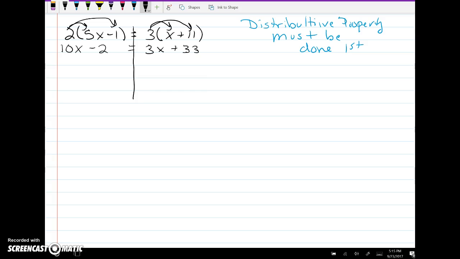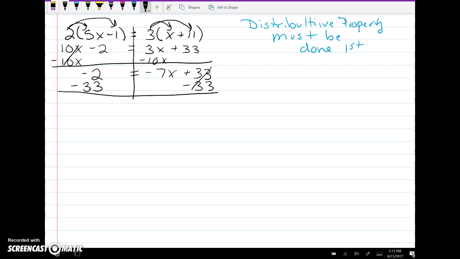Now, again, I like working with positive variables. You know what? I'm going to do a negative variable this time. Minus 10x, minus 10x. The 10s cancel out. I have negative 2 equals negative 7x plus 33. Now, because my variable's on this side, I have to subtract 33 from both sides. These cancel out. I have negative 7x equals negative 35.